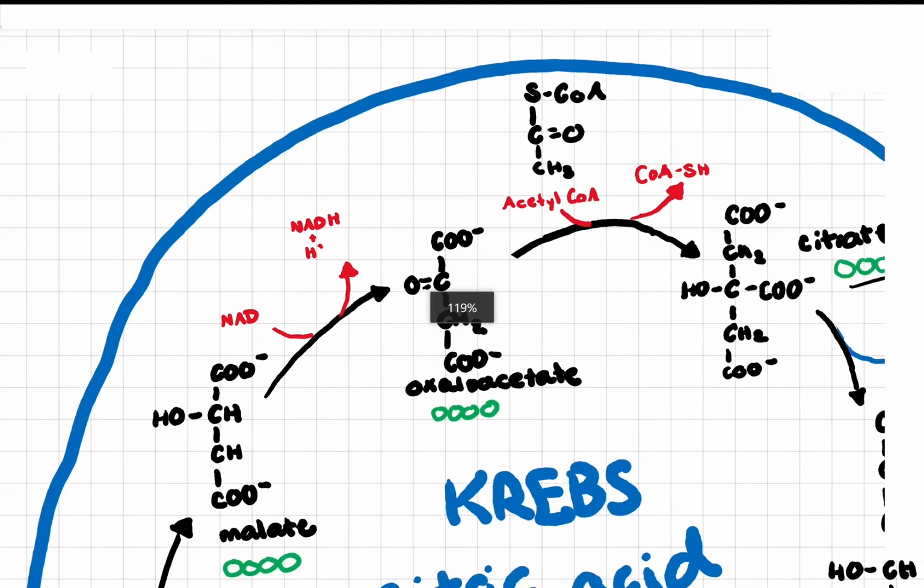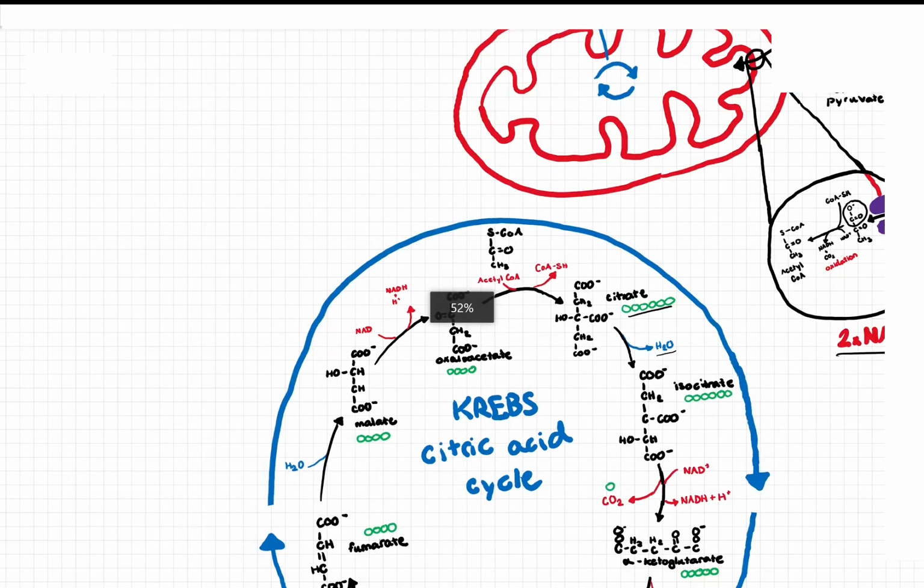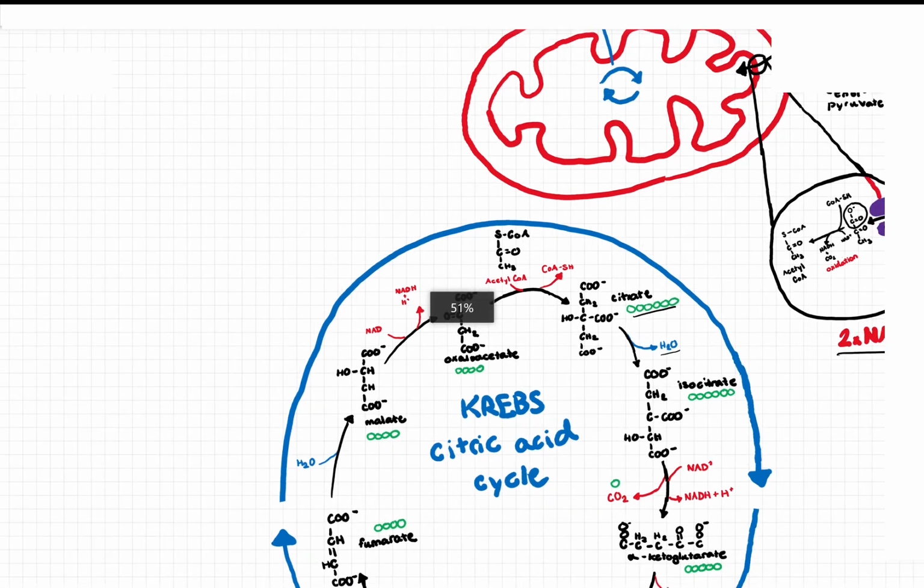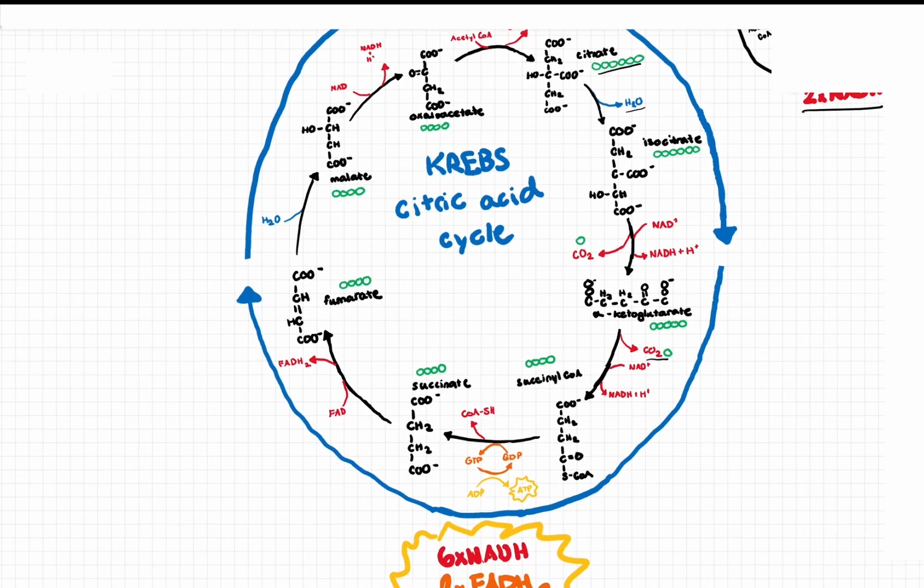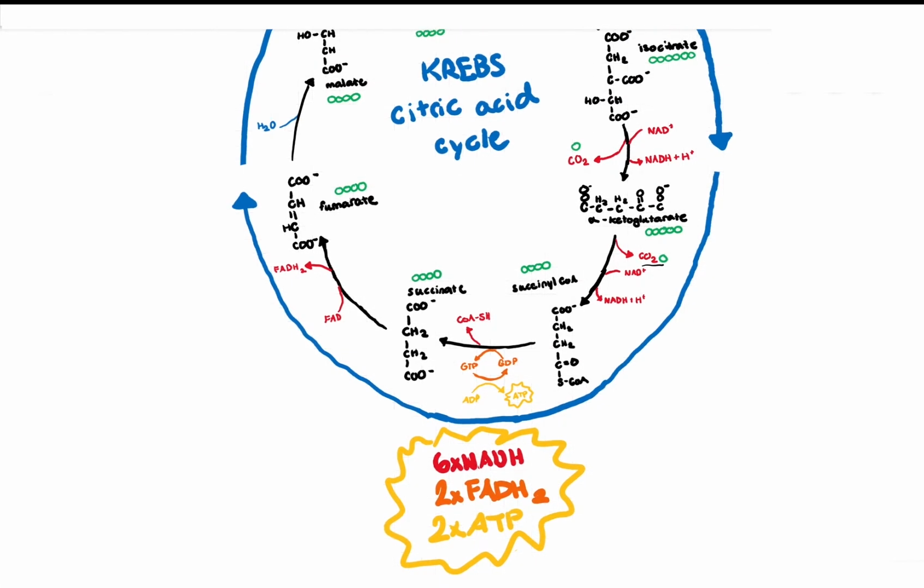Now, as a summary of the Krebs cycle, you can see that we have the production of NADH. In fact, we have 6 NADH. You also have 2 FADH2, and you have 2 ATP. And now, we'll be seeing how the NADH and FADH2 are factored into cellular respiration in the next video.